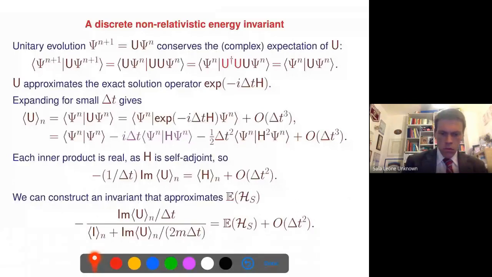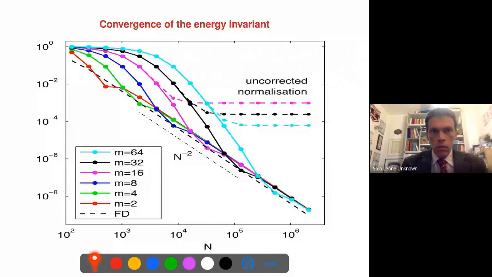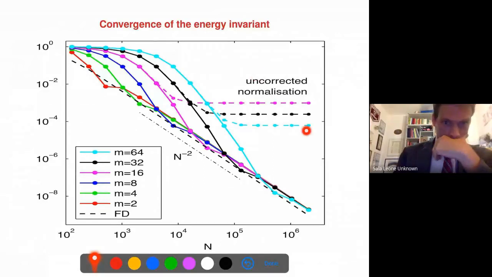And then I can tell you that that actually works. So as I refine my grids, I converge towards the expectation of the true Schrödinger Hamiltonian. And if I don't mess about with that normalization in the denominator, that's this strange little shift, because the scheme conserves the relativistic probability, while the expectation is defined with the non-relativistic probability. If I don't do that, then I saturate and don't converge anymore. But if I do it, I can keep converging down as I keep refining my grid.